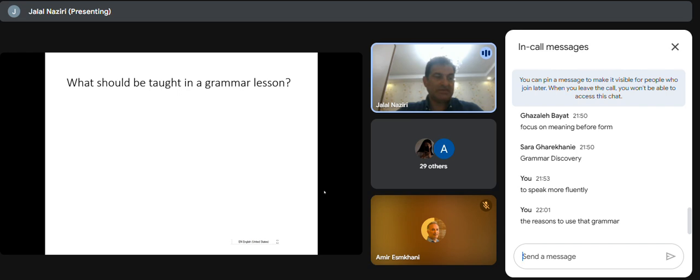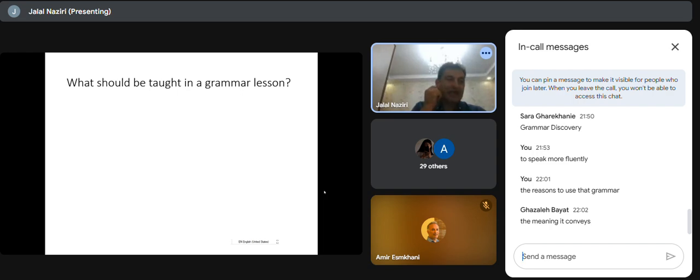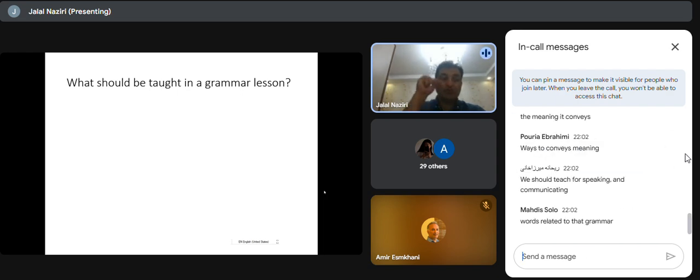Amir said the reasons to use the grammar. Good. I see Ghazale Bayat has written focus on meaning before form. Fantastic idea. The meaning it conveys. Good. So, Amir said the use. Ghazale said meaning.